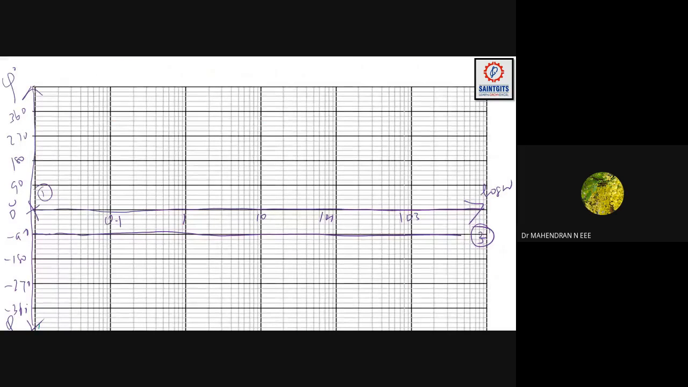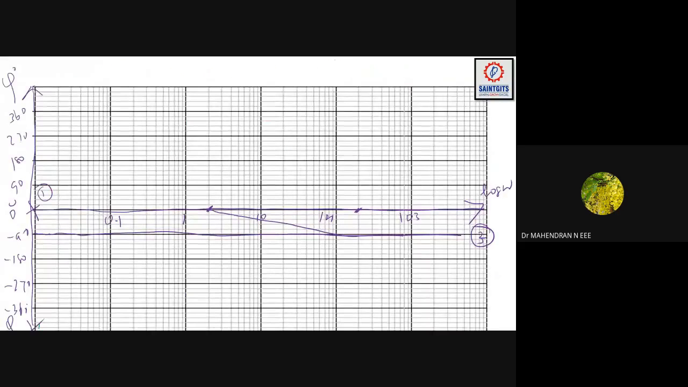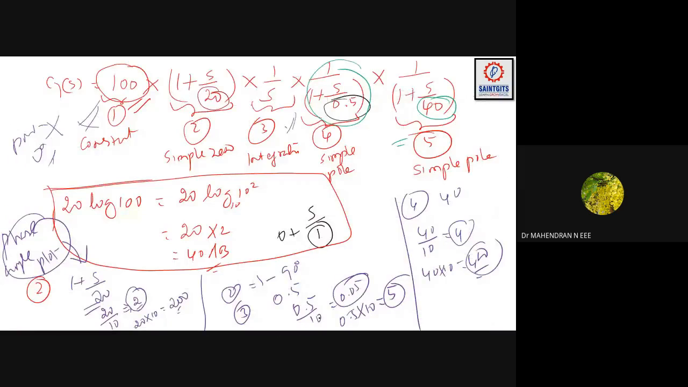Okay, so minimum is 2. Where is 2? 1, 2 here. Okay, this is 2, and maximum is 200 here. So it should cross here. So it will be this. Okay, so this is your second plot, and the third plot, 1 by s, has already been drawn.